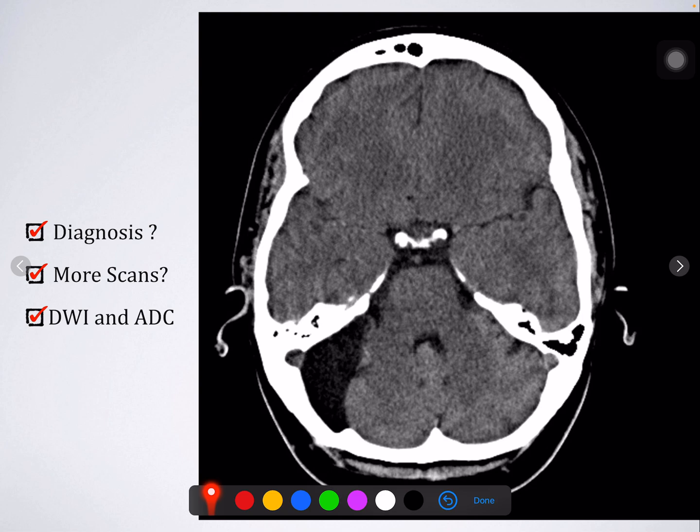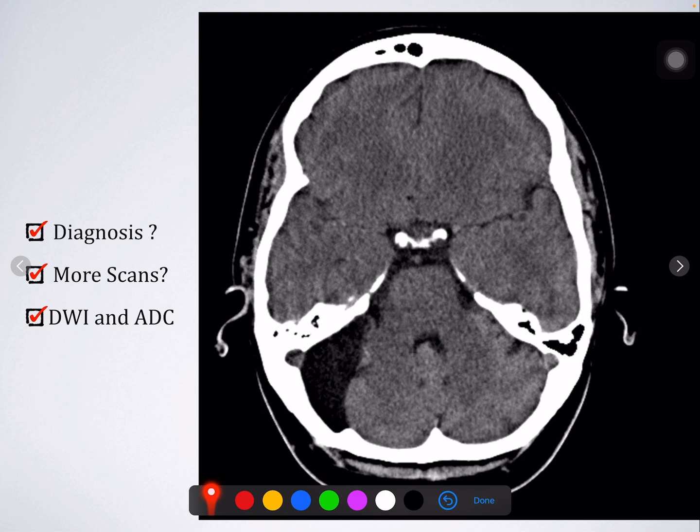ADC. Of course, you know that the DWI and the ADC, the diffusion weighted images and the apparent diffusion coefficient, are used to differentiate acute strokes, demyelination, certain tumors, and the main one is the arachnoid cyst and the epidermoid.